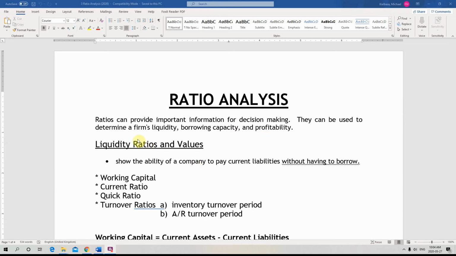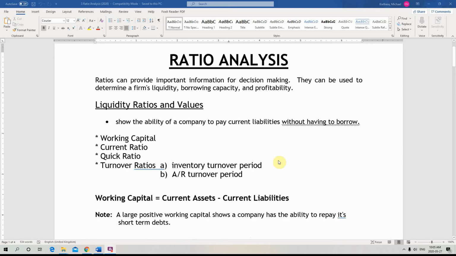Okay? Now, some of the ones we're going to be talking about, the liquidity ratios, include working capital, the current ratio, the quick ratio, and there's turnover periods. One is the inventory turnover period, and the other one is the accounts receivable turnover period. All right, so liquidity ratios and values show the ability of the company to pay current liabilities without having to borrow. Okay, so the ability to pay back their current liabilities.